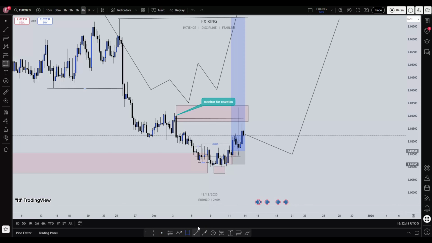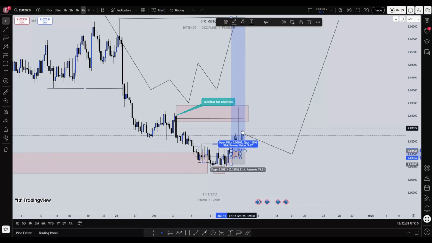On Friday I gave an entry here, right? This was the entry I gave. Once the market pushed up, it came back to mitigate this one, right? It pushed up from here, came back to mitigate this one. That was the entry I gave. This entry delivered us more than 80 pips, 88 pips on Friday.